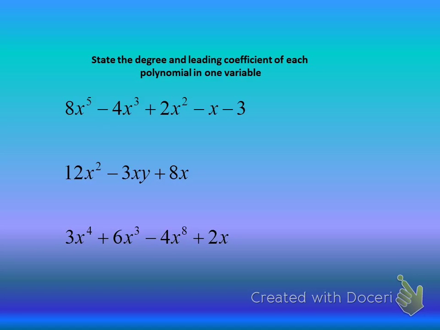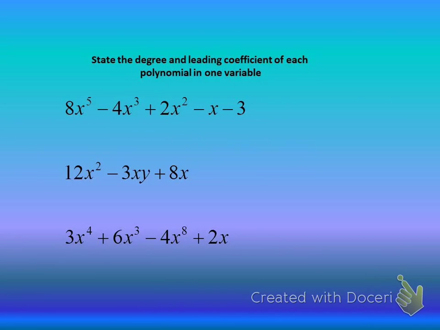Okay, so we got a few examples here. We're going to state the degrees and leading coefficients of each polynomial that's in one variable. So first thing you do, double check, make sure it's written in standard form. Like I said, 99% of the time you want them in standard form. Most of the time they'll be given to you in standard form, but just double check. So make sure you go from your highest down in order. So 5, you can skip 4, that's cool. So 5, 3, 2, 1, none.